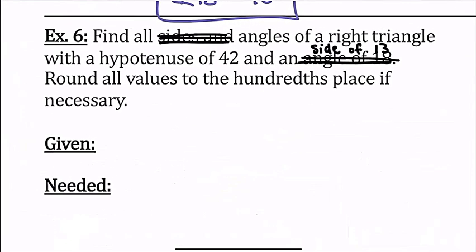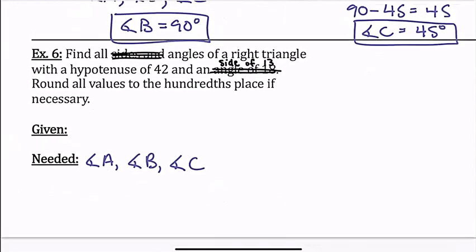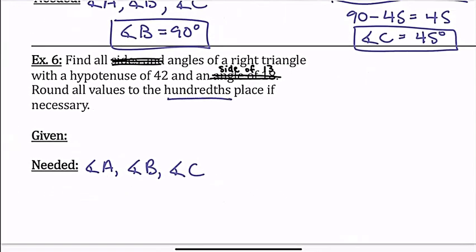Just a reminder, for here, we're just looking for the angles like usual, A, B, and C. And then we fix that from angle of 18. It says side of 13 now. And then we are rounding on this one to the nearest hundredths place. Don't miss that. So go ahead and try this one, pause, and come back when you're ready.